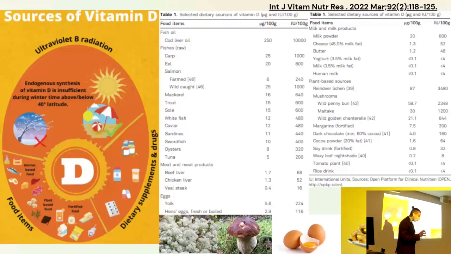Plant-based sources, not quite as good. However, there are a couple of strange ones. So reindeer lichen, for example, has huge amounts of vitamin D in it. If you're wondering what that is, it's what I would describe as a kind of moss, down here on the page. There are certain types of mushrooms which have high vitamin D content, which makes sense because mushrooms grow in the sunlight, don't they? But looking at vegetable-based sources, most of the time it's coming from fortified foods. Okay, so we're adding vitamin D to things. Dark chocolate, interestingly, has good vitamin D content.